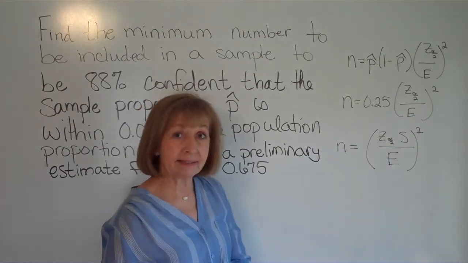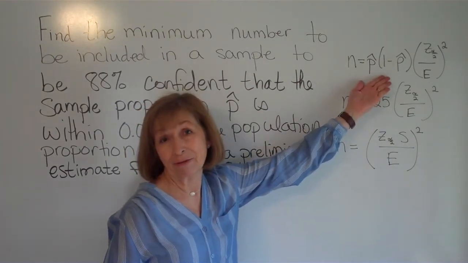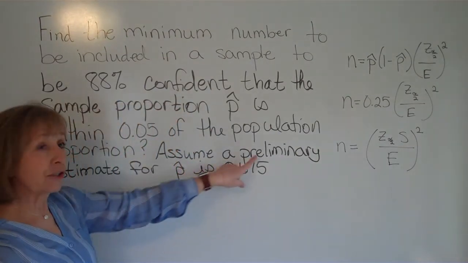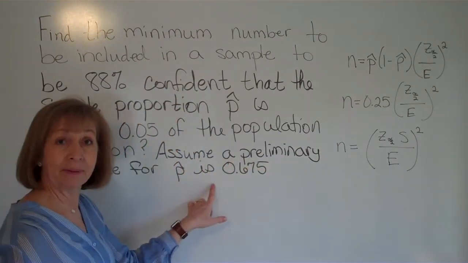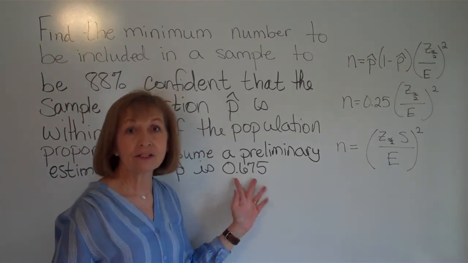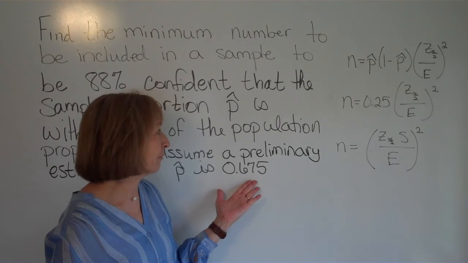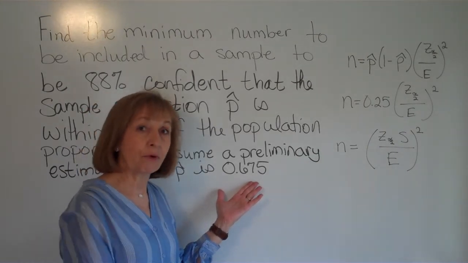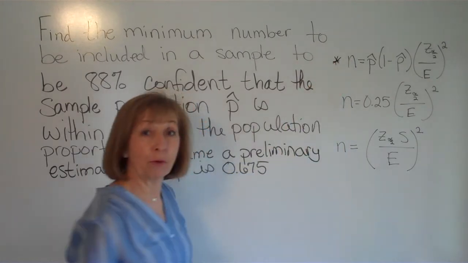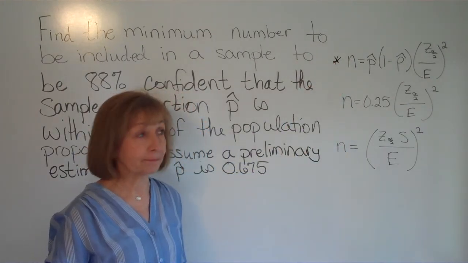So next up, I have to say, do I have a preliminary estimate for p-hat or don't I? When looking at the rest of it, it says, assume that a preliminary estimate for p-hat is 0.675. So I do have a preliminary estimate for p-hat, and it's for a proportion, so we are going to use this top formula for this particular question.